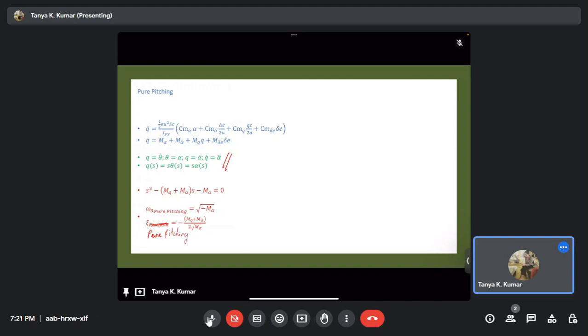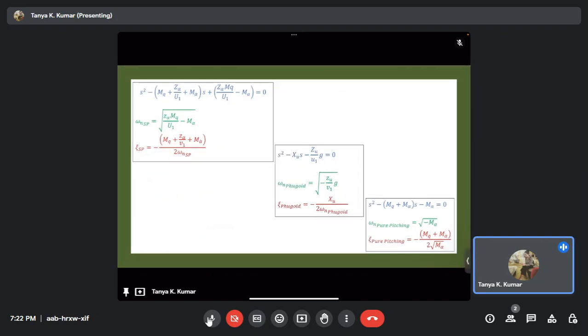So this slide summarizes all the three cases. Just go over it, just remember these. You just have to remember the equations, or if you can do the main matrix, then it will be fairly easy. When you have the assumptions, you can make your own equations. You don't have to remember the natural frequency and damping ratio, you can derive them fairly simply. So this compares your short period, Phugoid and pure pitching motion approximations.